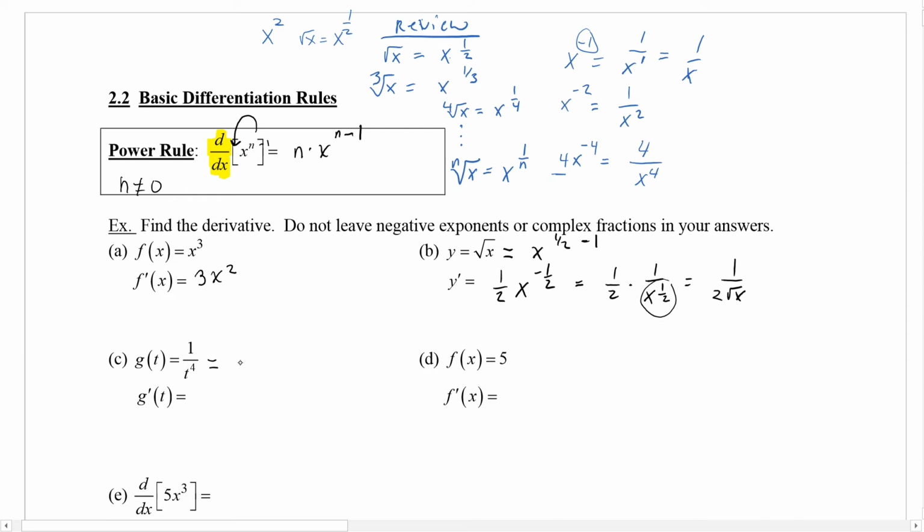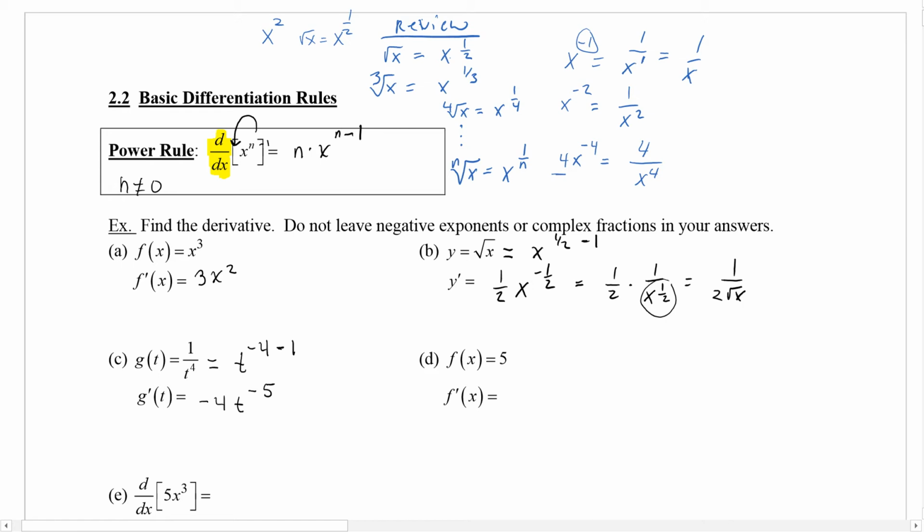This can be rewritten as t to the -4. I'm going backwards now. The reason why I want to go backwards is because I can use the power rule much more easily. Same rule applies. Drop the negative power, keep the t, take 1 away from the power, and that will give us a -5.